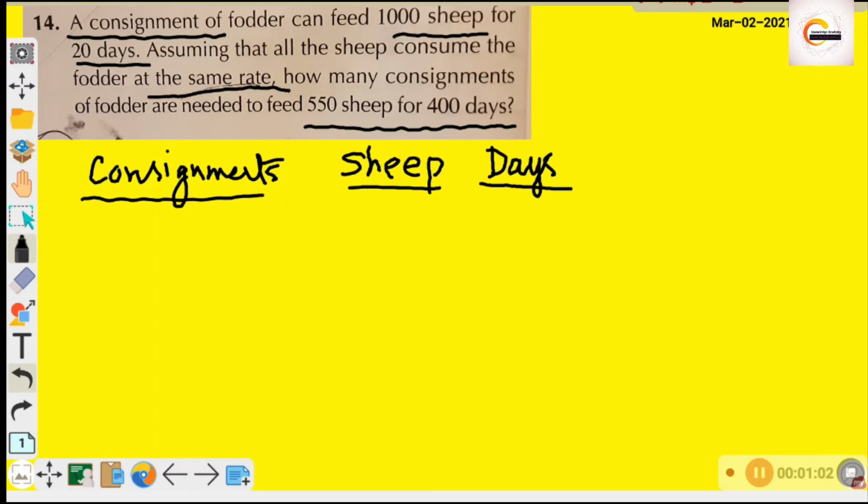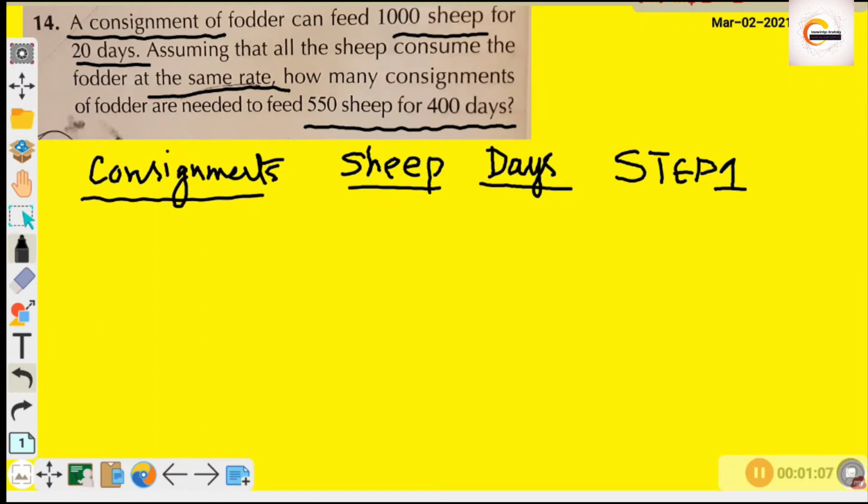So step number 1. As I have already explained, in both the steps we have to keep one variable constant. So which variable do I need to keep constant here in the first step? Let's see. Let's go to the final question. The final question is, how many consignments of fodder are needed to feed 550 sheep for 400 days?